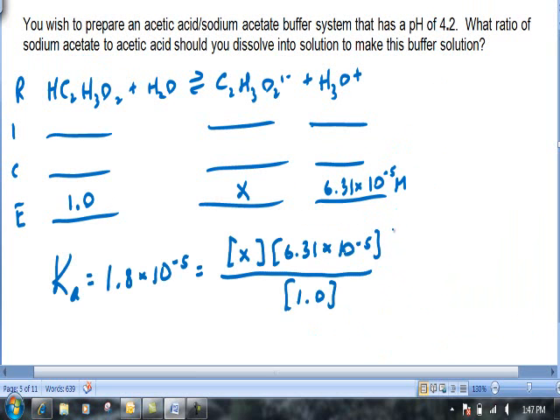Setting up our Ka expression, we have the amount of salt that we're going to need, or acetate, as X. We'll represent the acetic acid as 1.0, and we know our hydronium concentration from the pH. When we solve for X, that'll give us how much salt we need compared to the amount of acid to create a buffer with a pH of 4.2.